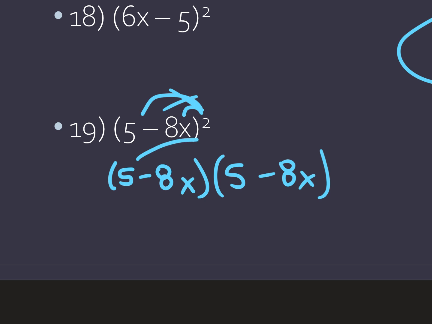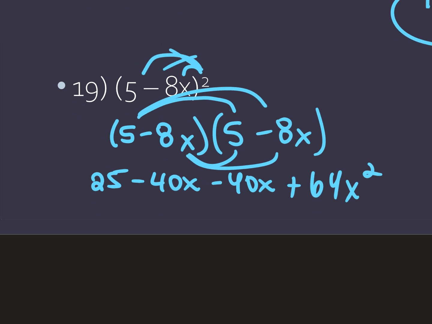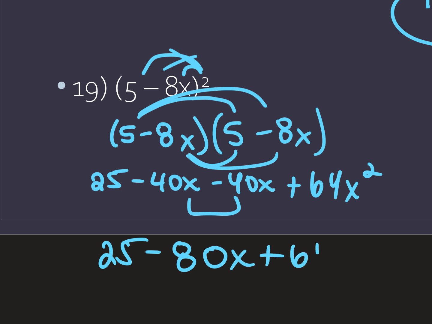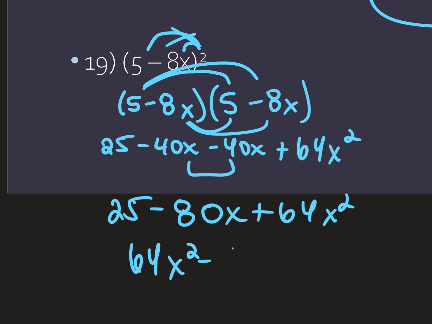So now we FOIL. 5 times 5 is 25. 5 times negative 8x, negative 40x. Negative 8x and 5, negative 40x. Negative 8x times negative 8x, positive 64x squared. Combine like terms in the middle. Are those going to cancel? No. It's 25 minus 80x plus 64x squared. Can you write that prettier for me, please? Perfect.